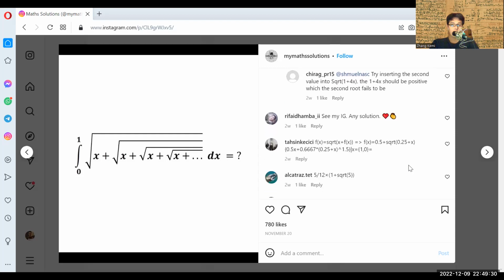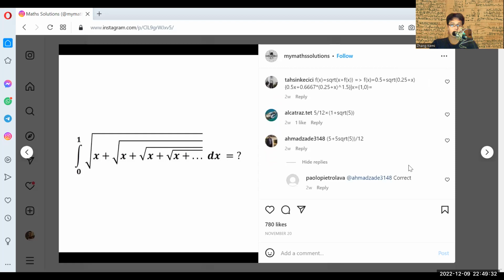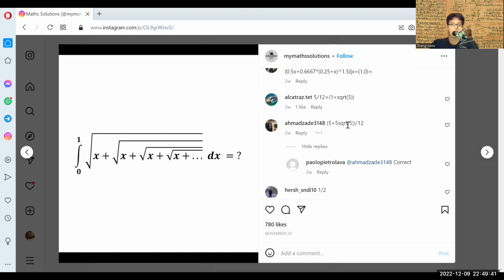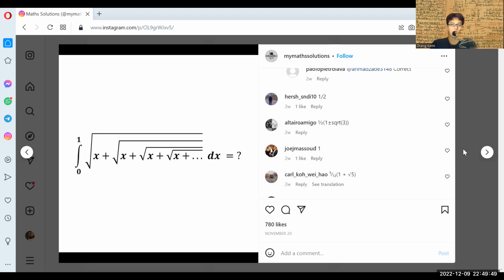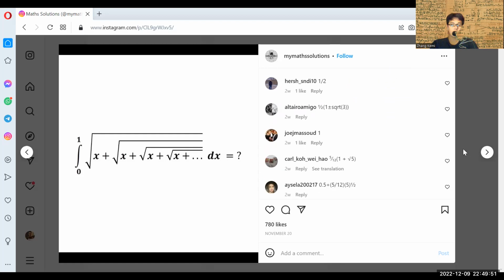And what about the rest? The rest also got, for example, this person, he also got 5/12 of (1 plus root 5). Same answer as me. (5 plus 5 root 5)/12 is the same thing. Just factor out the 5 and you get the same. No, not half. This one also got the same answer as me.